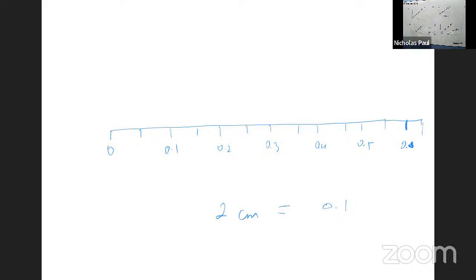Did 0.1 work? 0.1, 0.2, 0.3. Did that work? That would work, right? So we had to double up now. Try 0.2. That doesn't work. Try 0.4, 0.5. One of those should work.